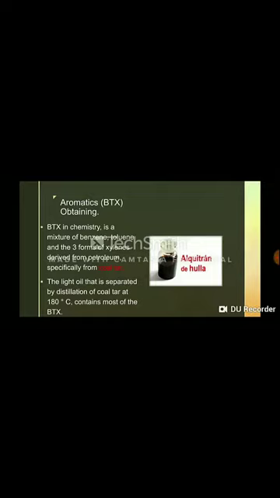Aromatics BTX obtaining. BTX in chemistry is a mixture of benzene, toluene, and three forms of xylene, derived from petroleum, specifically from coal tar. The light oil that is separated by distillation of coal tar contains most of the BTX.